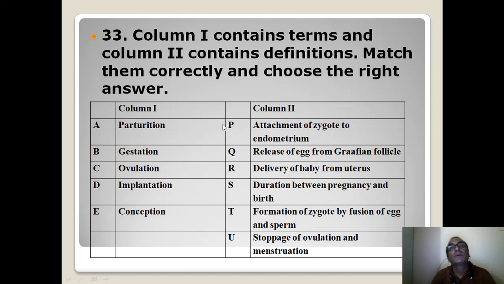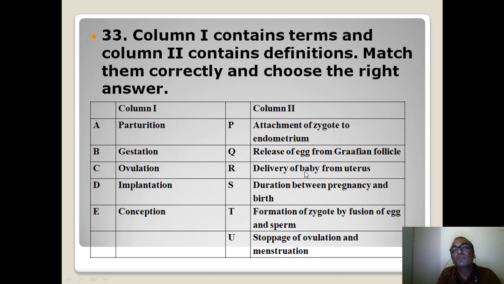Question number 33. Column 1 contains terms and column 2 contains the definitions. Match them correctly and choose the right answer. In column 1, parturition, gestation, ovulation, implantation, and conception are given, and the definitions are given in column 2. P, that is attachment of zygote to endometrium, that should be implantation. So D should be connected to P. Release of egg from Graafian follicle, that is ovulation. So C should be connected to Q.